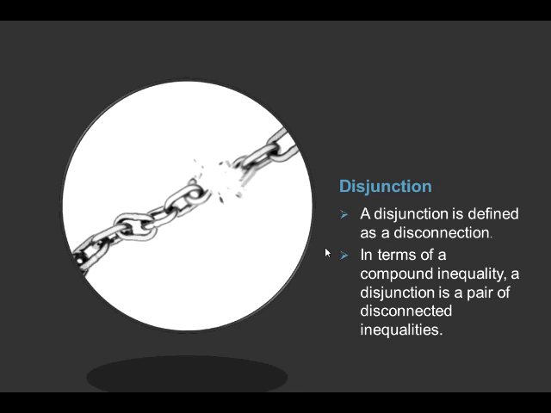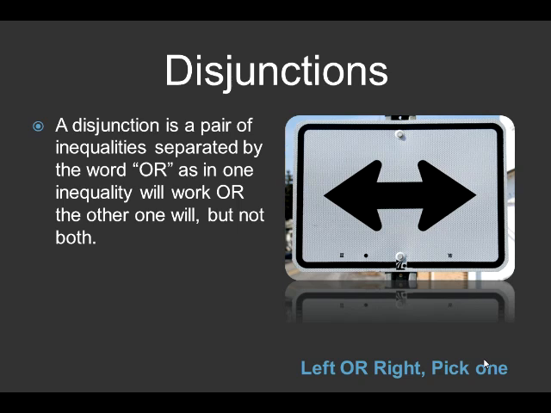In terms of compound inequality, a disjunction is a pair of disconnected inequalities. A disjunction is a pair of inequalities separated by the word or, as in one inequality will work or the other one will, but not both.